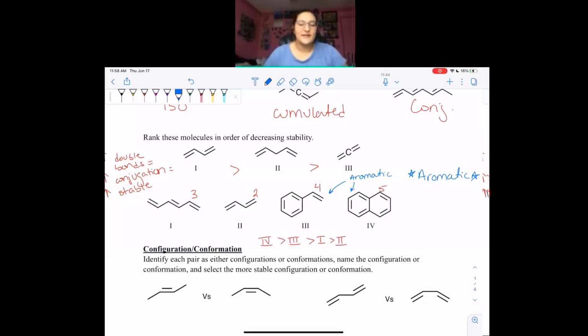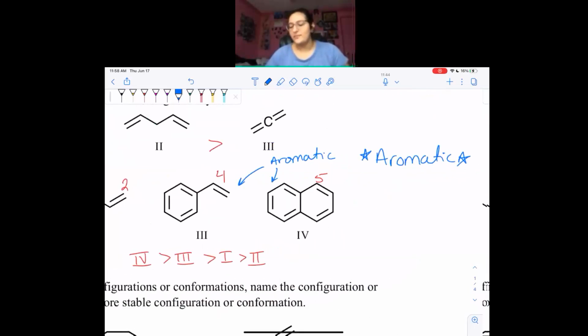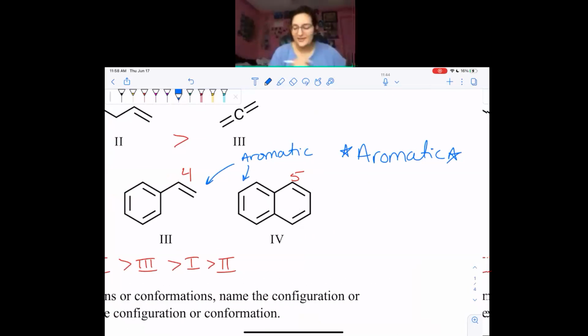And you guys aren't expected to know that right now because we haven't gone over what aromatic is, or how to tell whether something's aromatic, but I'm telling you they're aromatic. And all you need to know is that conjugation is super, super stable, but aromatic is even more stable than conjugation.